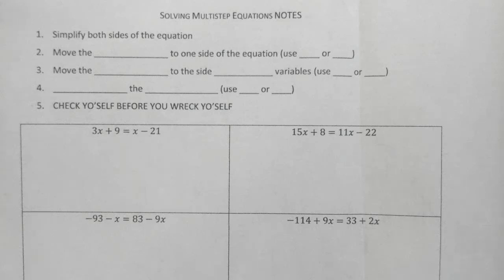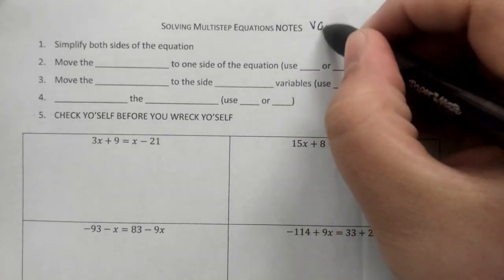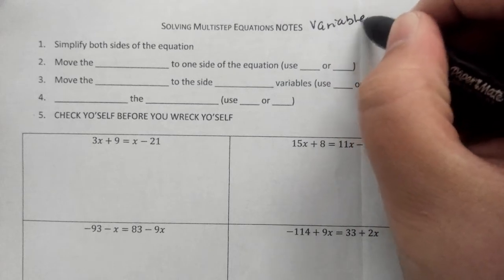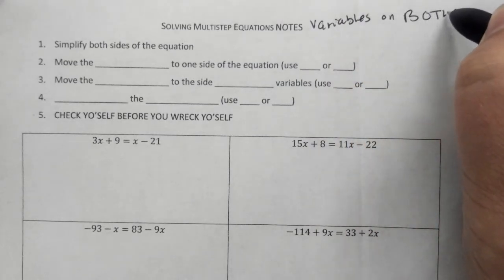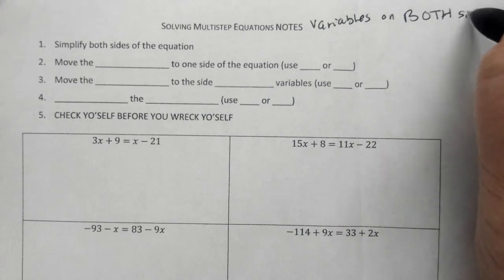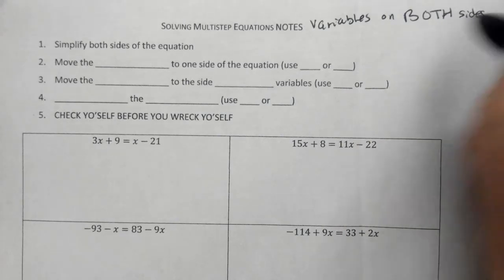Okay, today we are solving multi-step equations. That's just equations with variables on both sides of the equal sign. So there are variables on both sides of the equal sign.